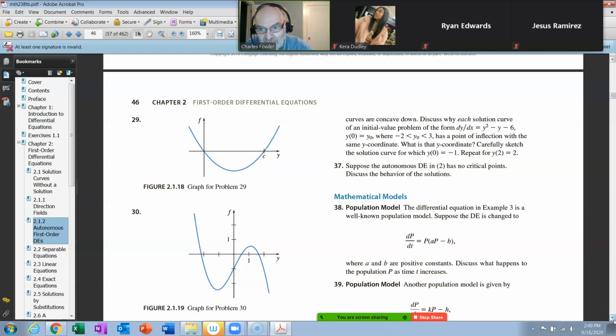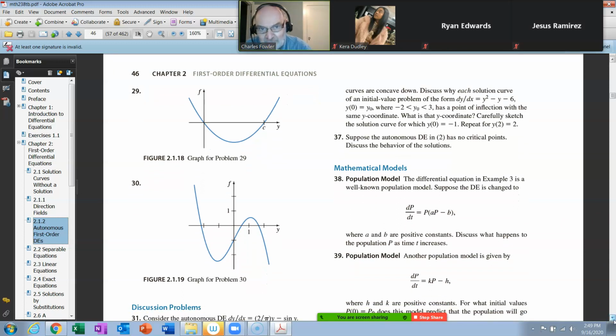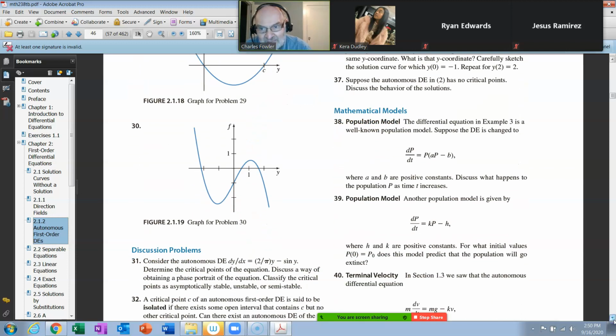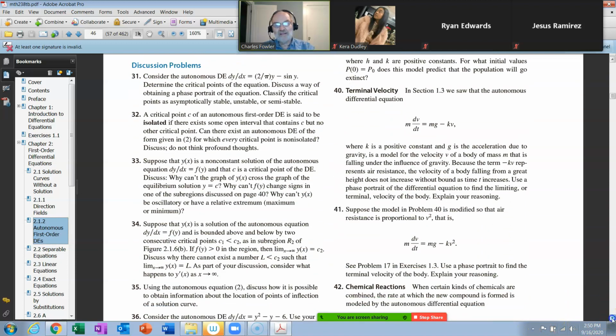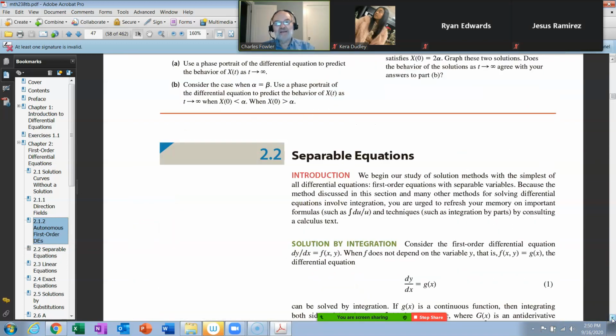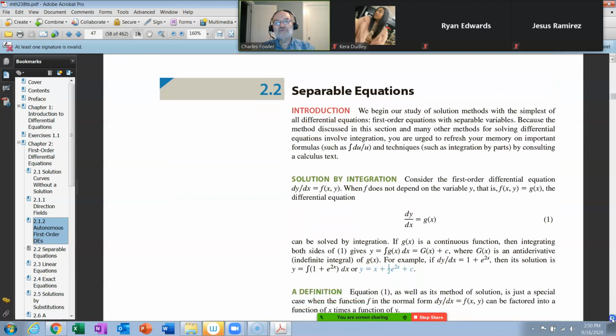29 should be in the back of the book, and that's where you stop. Now if you find any of the discussion problems that do have answers in the back, certainly look at those. You might find those helpful. Mathematical models, again, you can look at those if you'd like to. Those are the ones we talked about in 1.3. So that finishes 2.1, finally. Okay, and we're going to start 2.2.